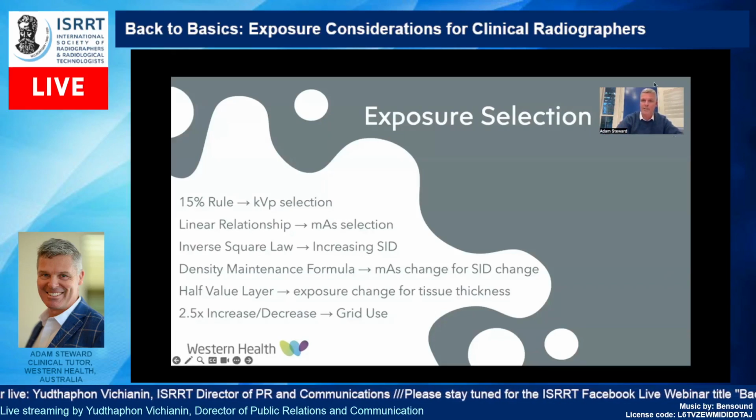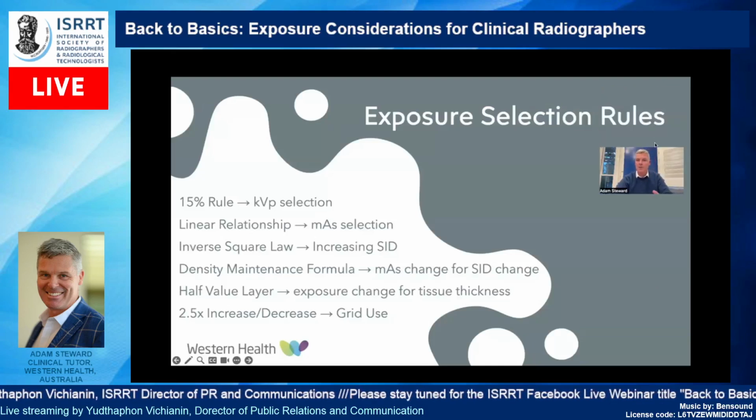I appreciate that. To summarise most of what I've said, the exposure selection rules that I tend to use and tend to teach to a lot of my students: the 15% rule, we understand that. If you increase the kVp or decrease it by 15%, you either double or halve the exposure to the detector and the signal of your image. mAs is a linear relationship. If you double the mAs or halve the mAs, you will double or halve the exposure to the detector and the signal of your image.